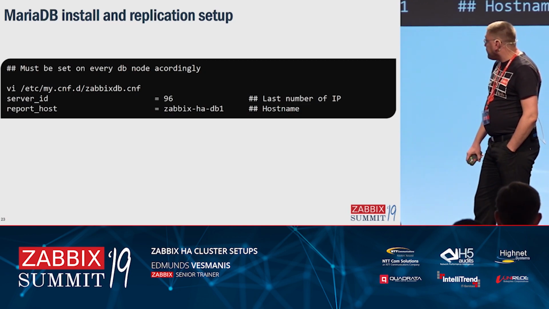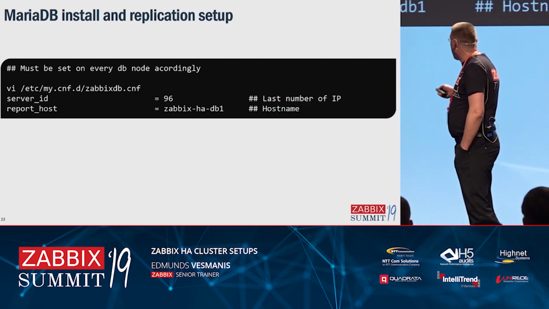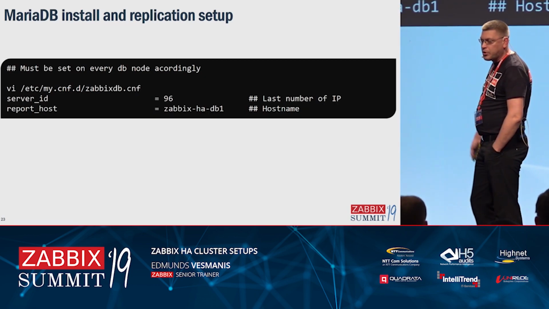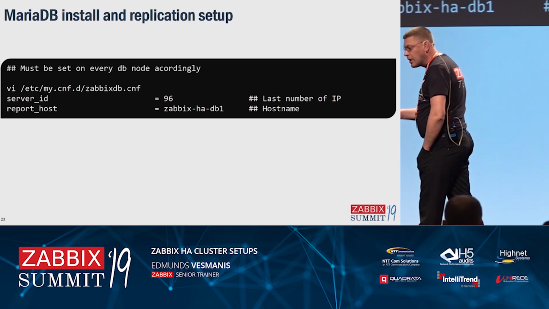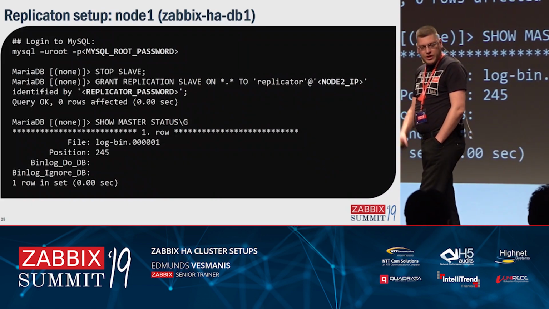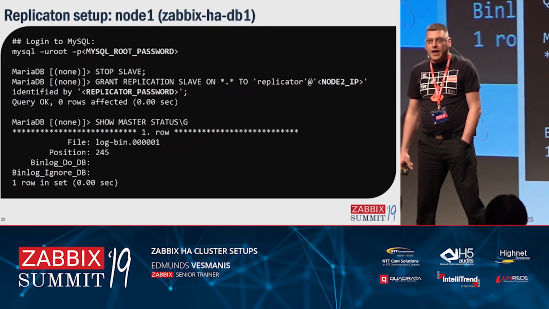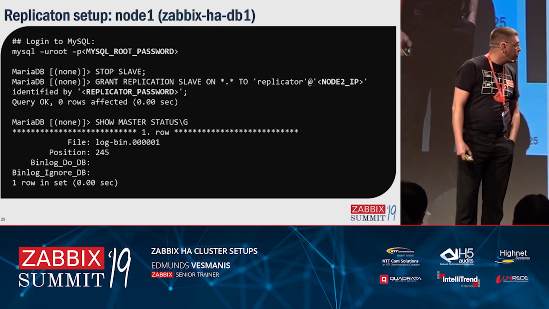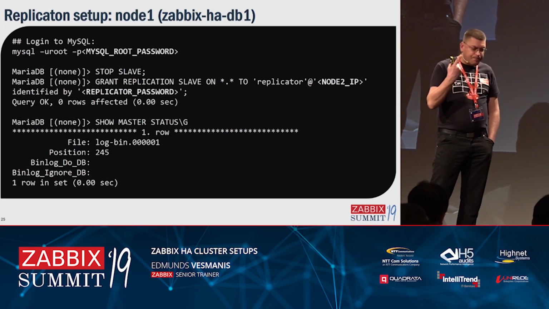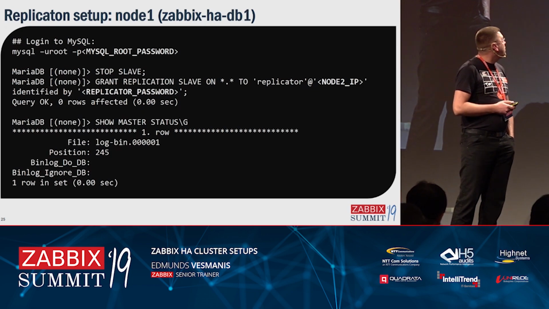And we deploy the configuration file on all our nodes, just adapting the server ID and, of course, providing a proper host name on every single node. A plan, remember it? So much easier. Replication is the trickiest part. So I always keep my plan on a separate, let's say, monitor. So to properly set up this round replication, we start with the first node.